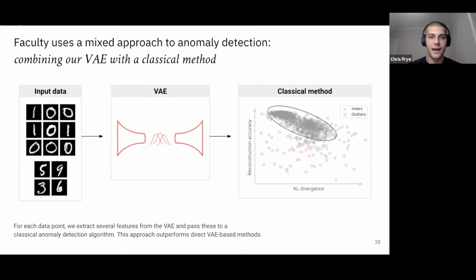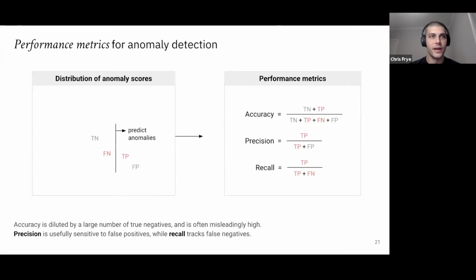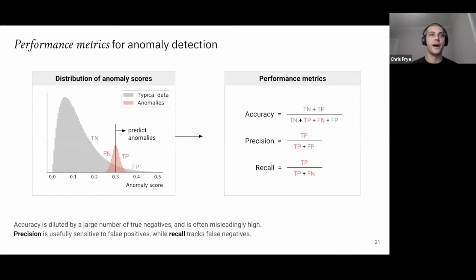Okay, so that's how we do anomaly detection. And let's talk for a minute about how we judge the performance of an anomaly detection algorithm. So what we actually get as output from an algorithm is the anomaly score for each data point in the data set. And it's supposed to be the case that large scores are assigned to the anomalies and small scores are assigned to the non-anomalous data.